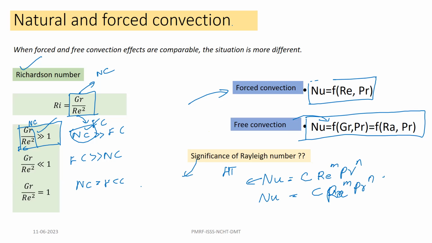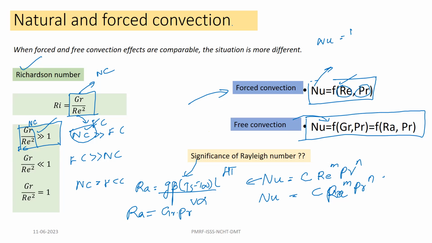See, Rayleigh number is an important number. It is simply g beta into Ts minus T infinity into L cube by nu alpha, which is actually the product of Grashof and Prandtl number. So just understand these factors. For forced convection, Nusselt number is a function of Reynolds and Prandtl number. What is the importance of Nusselt number? From Nusselt number, we can determine the heat transfer coefficient in the heat transfer. In free convection, Grashof number and Prandtl number will be effective.